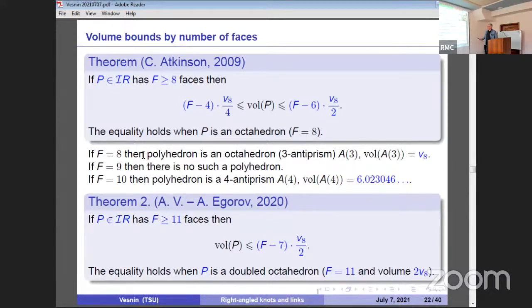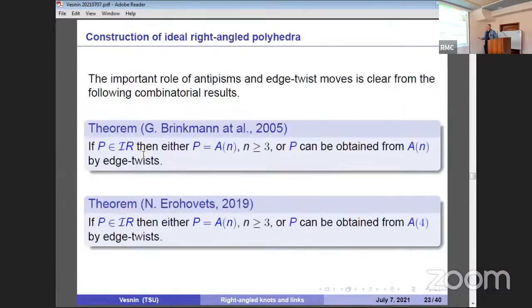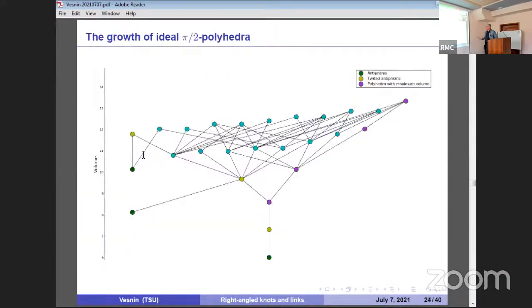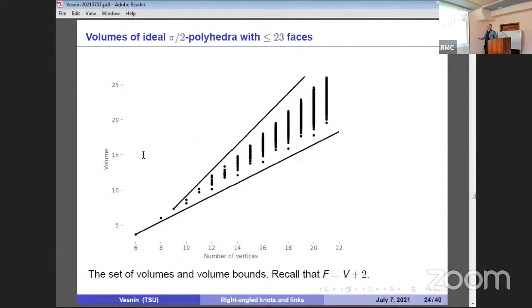And the first polyhedra with 8, 9, and 10 faces are known. I mean, there are none for 9, but for 8, you know. And if you start from 10, you improve this bound a little bit. The bound was -6, and we can show -7. So I will show you how it looks. These volumes correspond to polyhedra, and this lower bound is on the bottom.